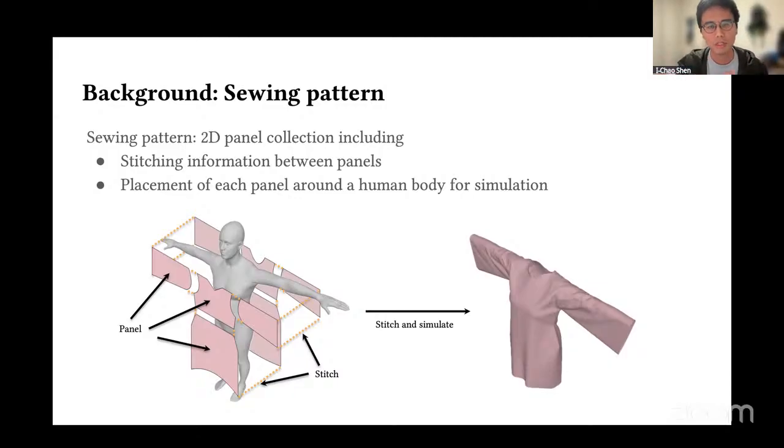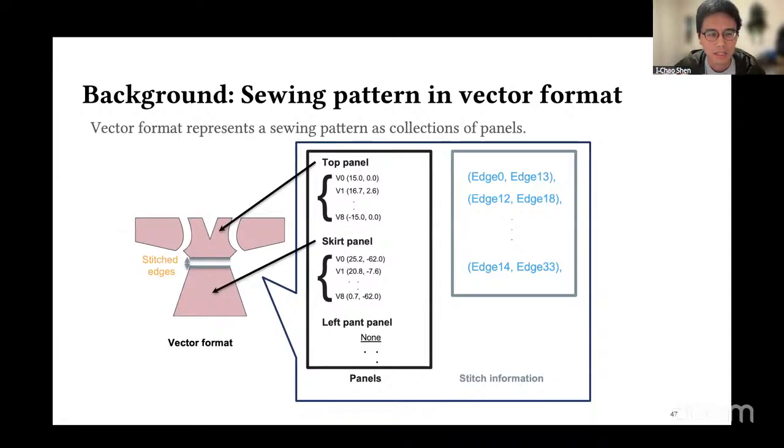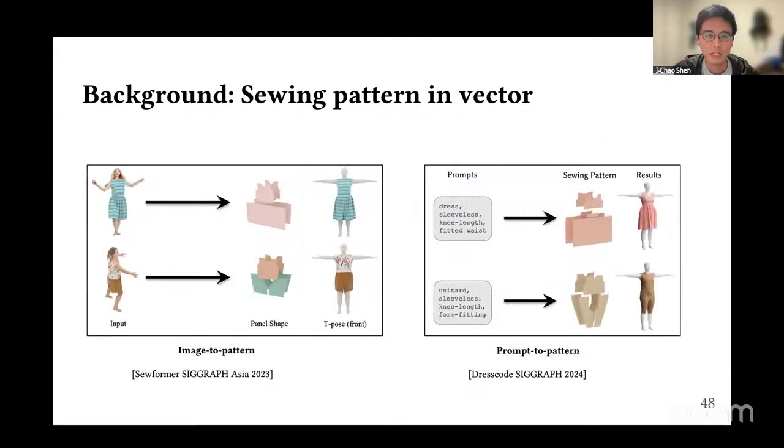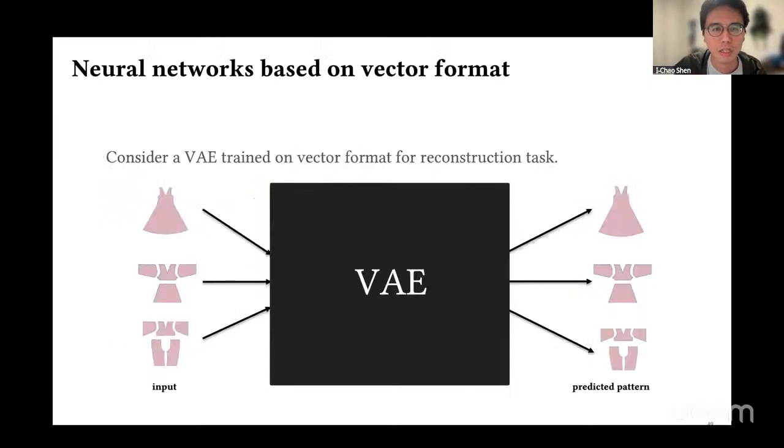So the 2D sewing pattern is a very important underlying representation for garments. It consists of different panels, and each panel has a lot of edges, and all these edges can be stitched together side by side or from front to back. There is some previous work trying to work on image to pattern or prompt to pattern, but most of them represent all these sewing patterns in a 2D vector representation.